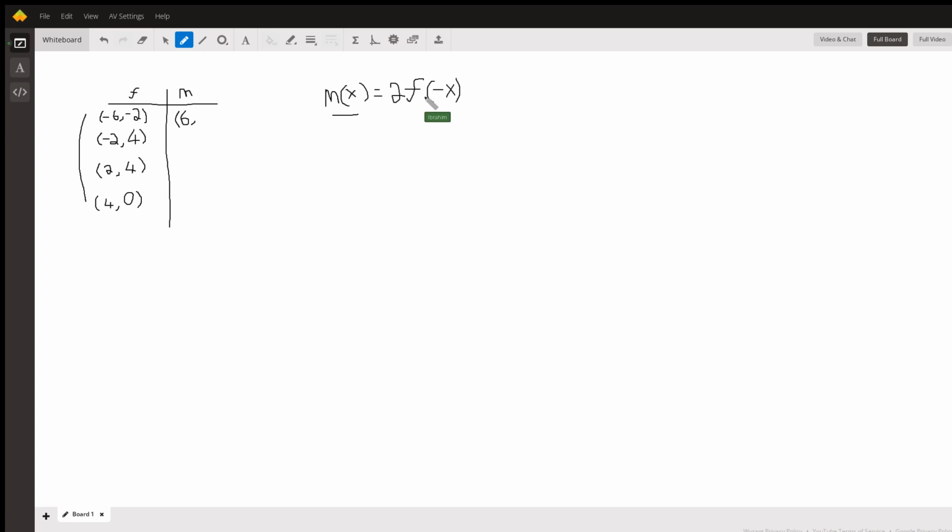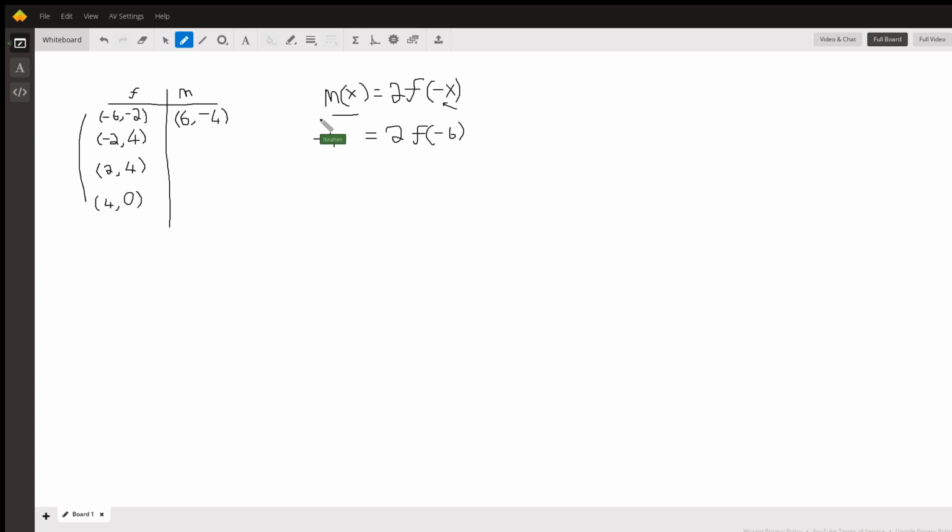It's 6 because to get a value for m of x, we need an x value that we plug into this function that we would know. So we got f of -6 times 2, which would give us -4, because f of -6 is -2, times 2 is -4. So here we get ourselves a -4.